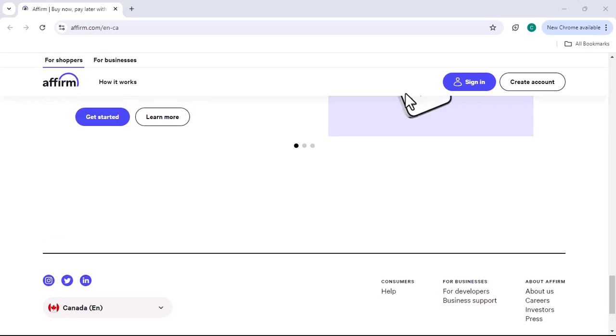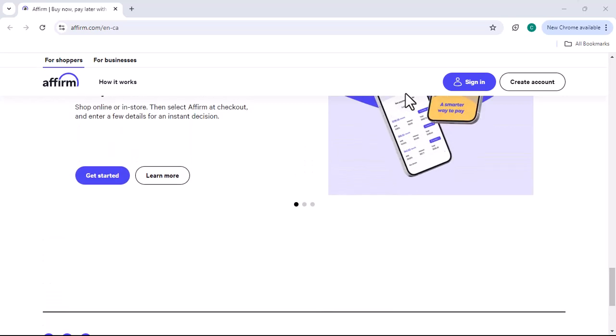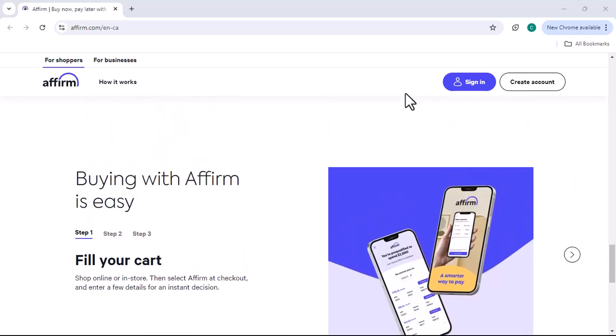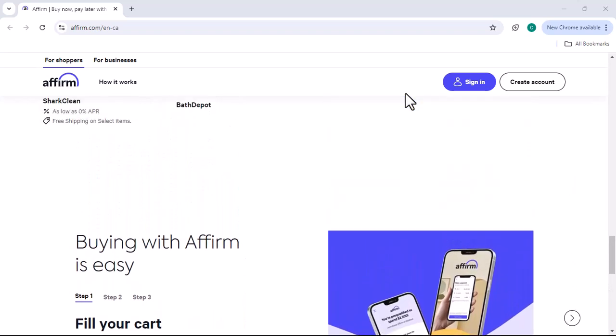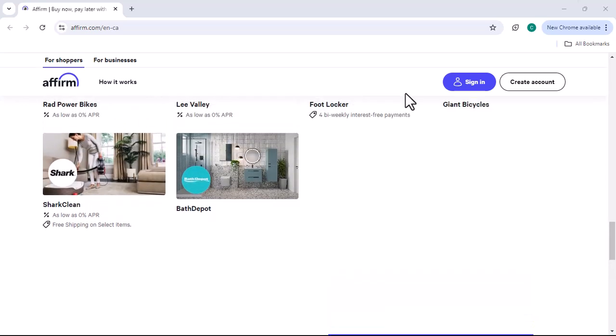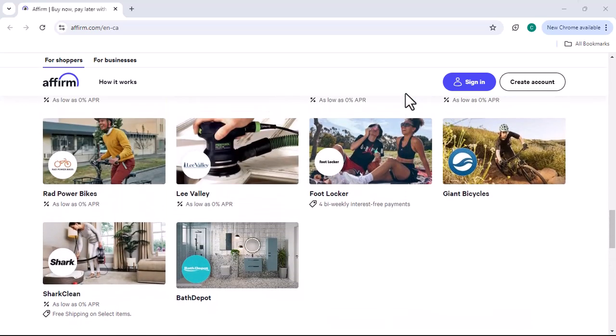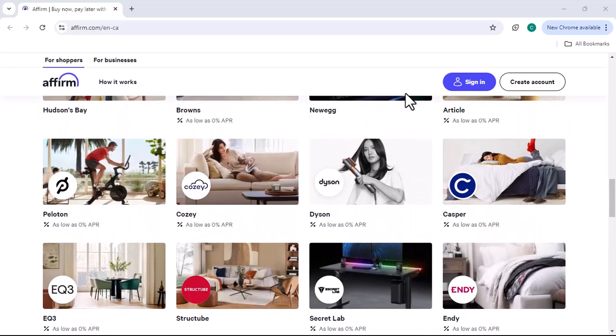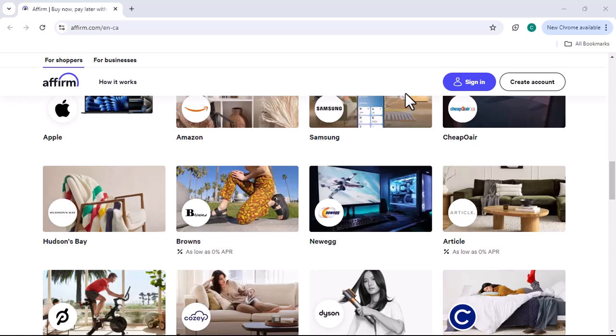How does PayBright work? The process is pretty straightforward. When you're ready to make a purchase, you select PayBright as your payment method. After providing some basic information, you'll be approved or declined. If approved, you'll be able to make your purchase. The cost will then be split into installments, which you'll pay over a specified period.